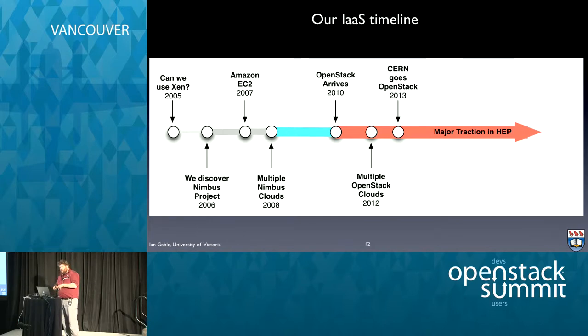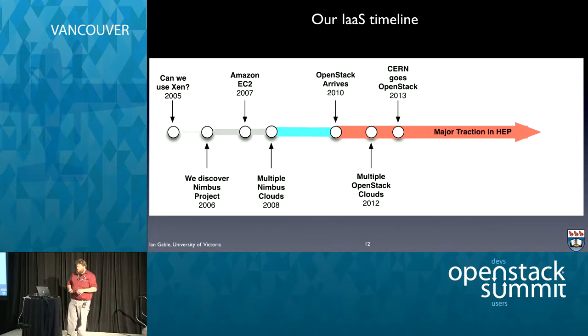Amazon came along. This really didn't have a lot of impact for us because we couldn't afford it. We didn't have high bandwidth networks to Amazon. So that really didn't change anything. Then we started seeing multiple of these clouds emerge, these Nimbus clouds. And then eventually OpenStack arrived.